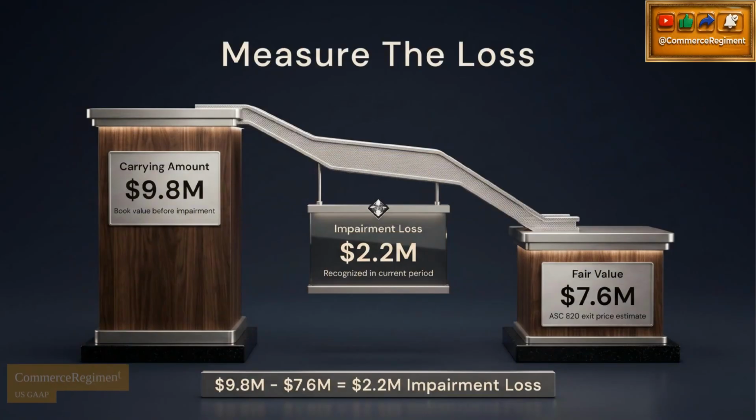The impairment loss is now measured. Carrying amount is $9.8 million. Fair value is $7.6 million. The impairment loss is $2.2 million. That amount is recognized in the current period and then allocated across the long lived assets in the group. Notice again that the loss is not $0.9 million. The $0.9 million amount told us measurement was required. The $2.2 million amount is the recorded impairment loss.